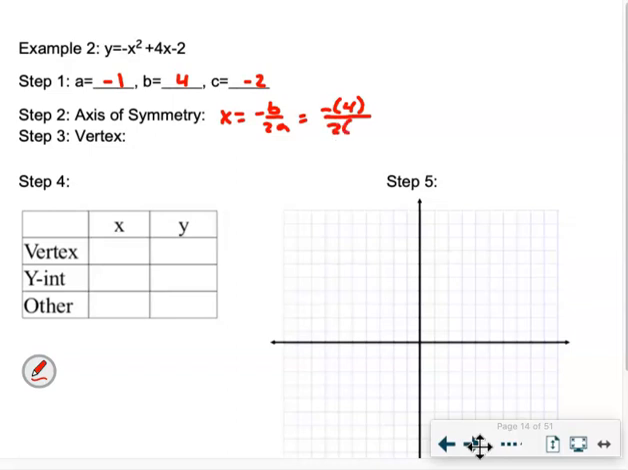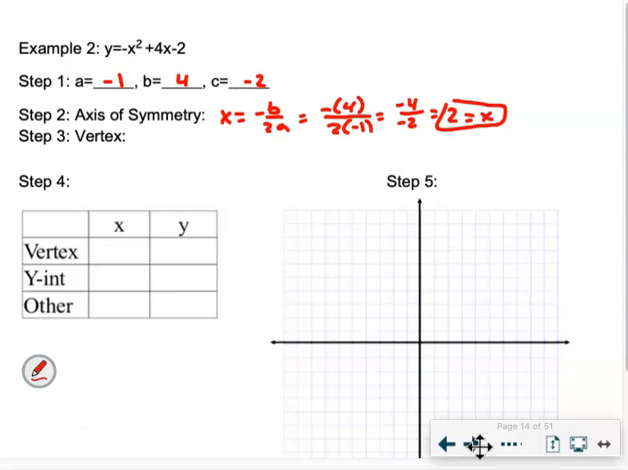2 times a, which is -1, is plugged in now. So up top I have -4. On the bottom I have -2. -4 divided by -2 is +2. So that's my axis of symmetry this time. So that means I'll have a vertical line through x equals 2.